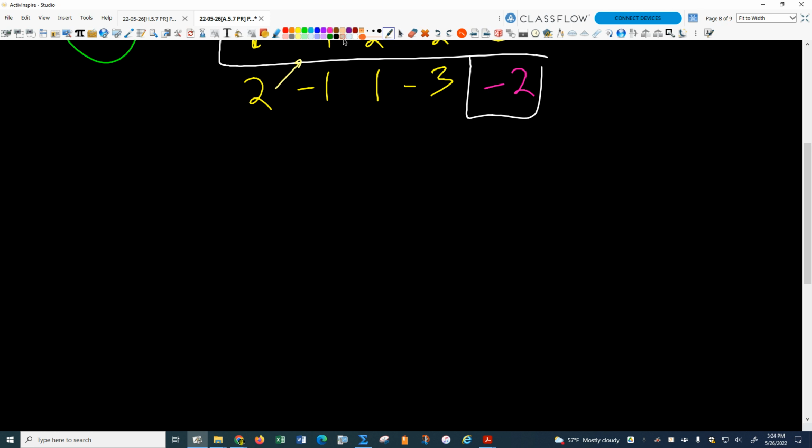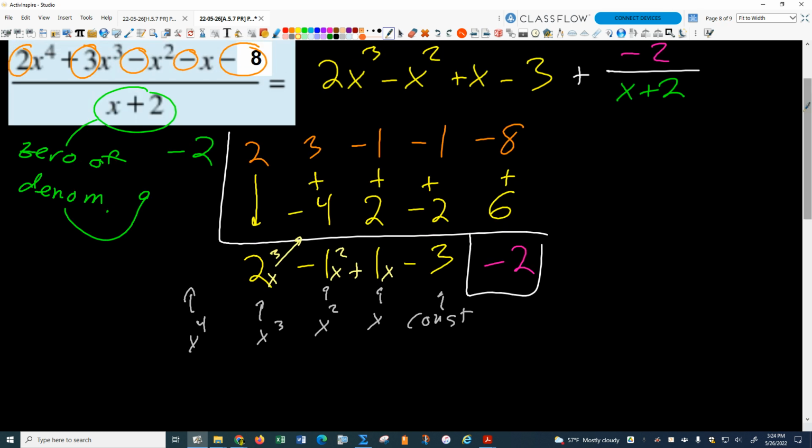So remember, this is the constant column. This is the coefficient of x. This is the coefficient of x squared. That's the coefficient of x cubed. That would be the coefficient of x to the fourth if there were a number there. You just work your way up in terms of powers of x. So we could write this as 2x cubed minus 1x squared plus 1x minus 3. Well, what do you know? That's what we got. And this is the remainder, so that's what remains over the denominator.